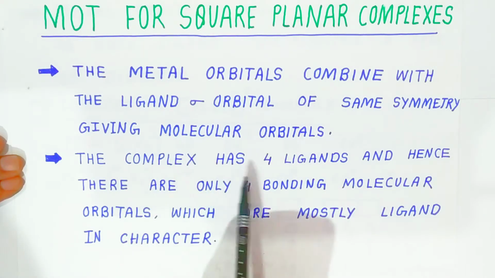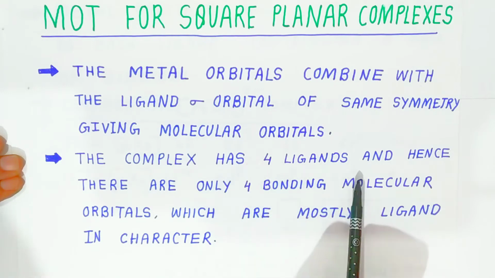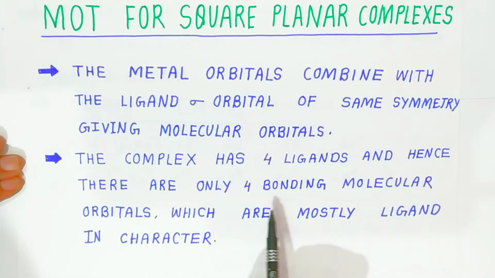The complex has 4 ligands. In a square planar complex, the complex will have 4 ligands and hence there are only 4 bonding molecular orbitals, which are mostly ligand in character. That means all the electrons are coming from 4 ligand orbitals only. That is why we call it mostly ligand in character.